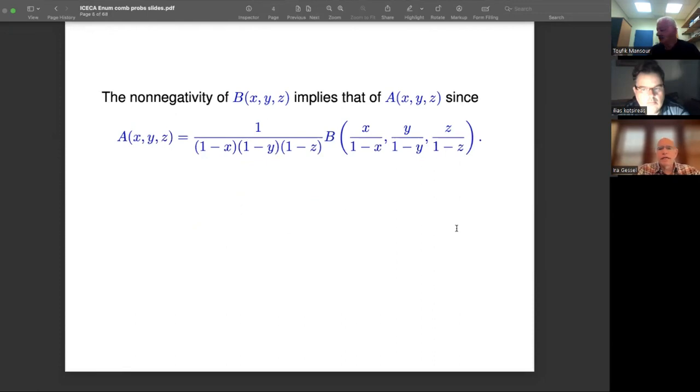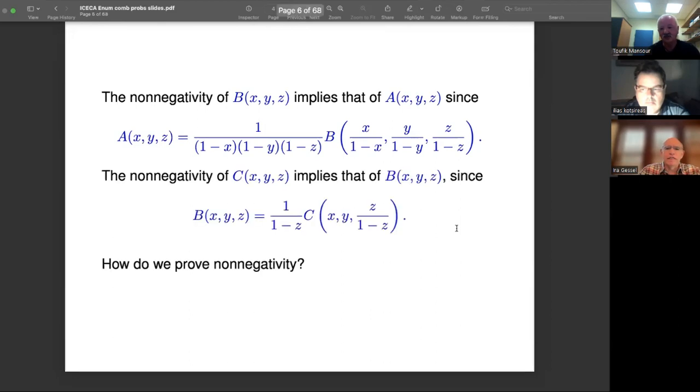If we know that b of x, y, z has non-negative coefficients, that implies that a does also, since a can be expressed in terms of b in this transformation that preserves non-negativity of the coefficients. And similarly, the non-negativity of c implies the non-negativity of b. Notice that a and b are symmetric and c is not.